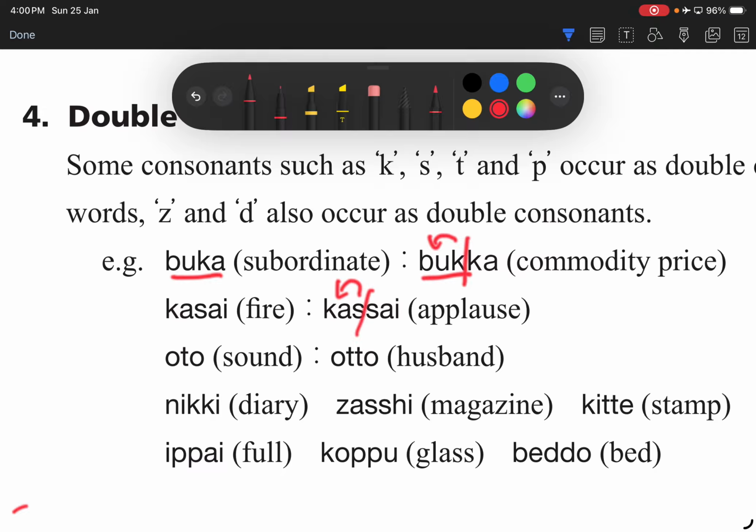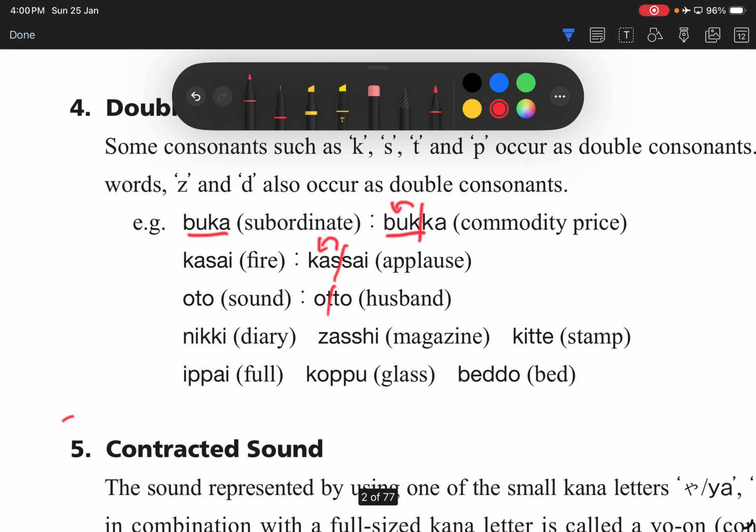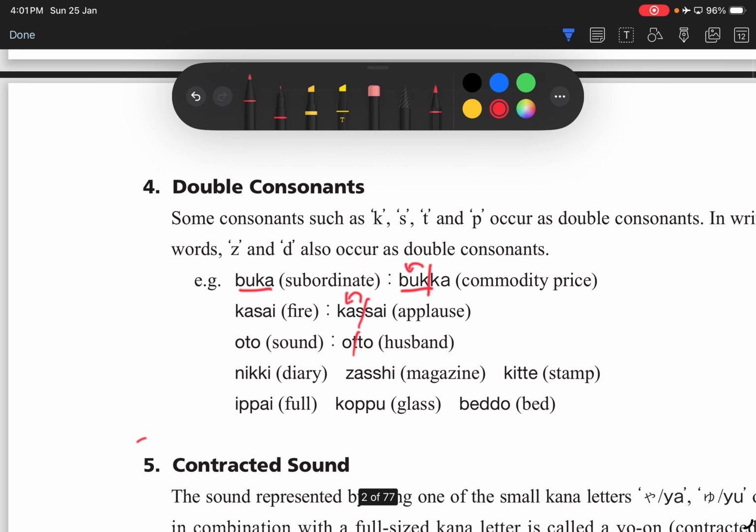Kasai. Then for sound and husband, oto, oto. The double T sound, right? I just separate in between the two T. The first T will go and pronounce with the previous word. After that, the second T will pronounce with the word after. So oto, oto. We also have other examples like nikki, zashi, kite, ippai, koppu, betto. You can hear there's a short pause. So this is what we call double consonants.